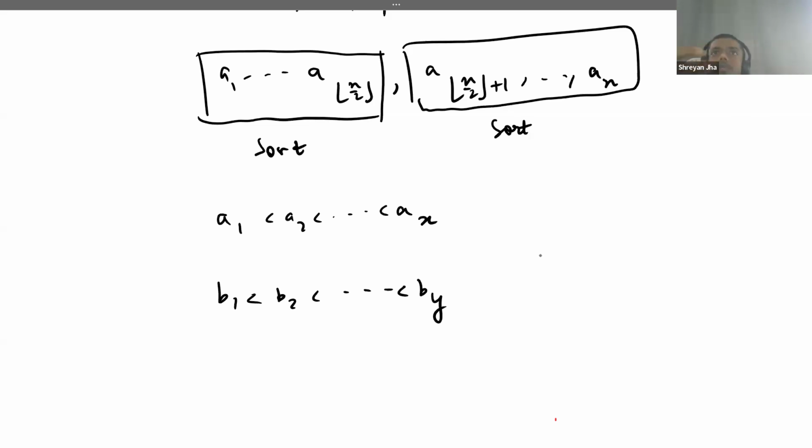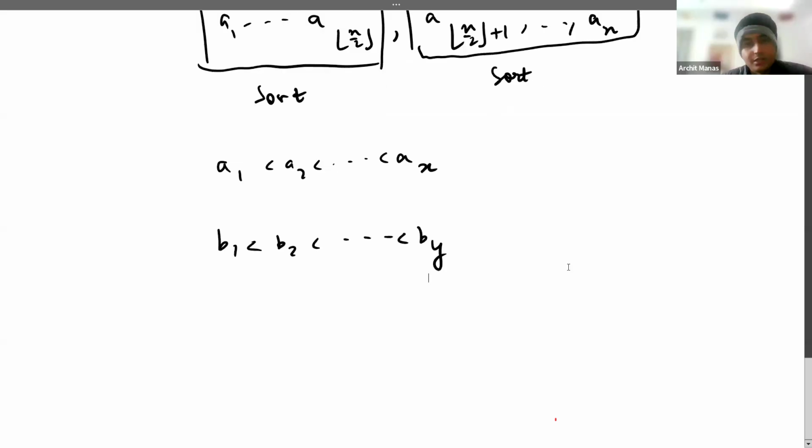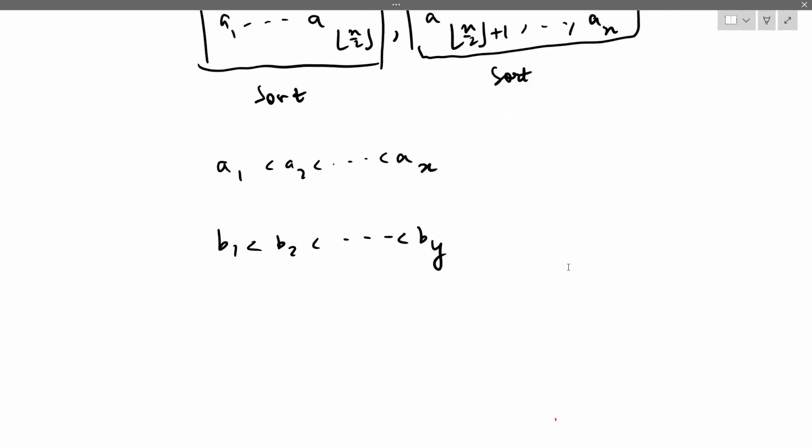Or you can actually also just do double binary. Like you can take the middle of B1 to BY. We just compare A1, B1. Then which one is first? Then we compare the other one with the second, and so on.